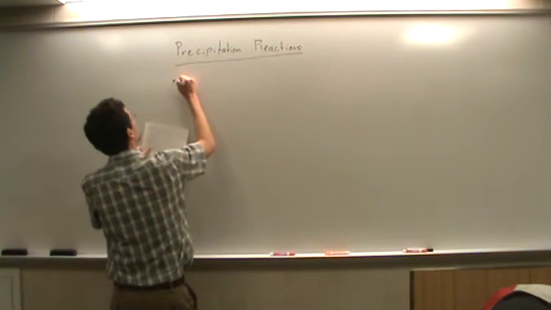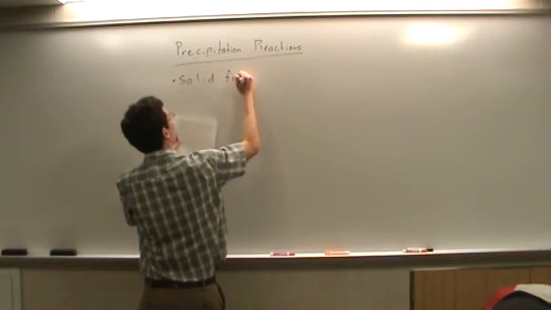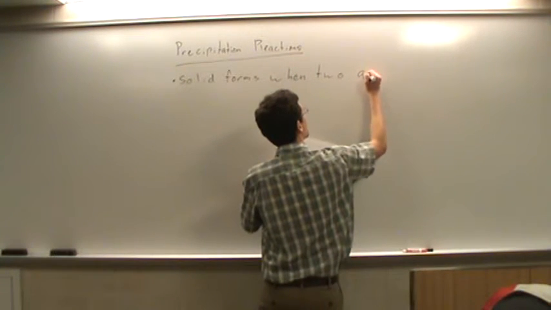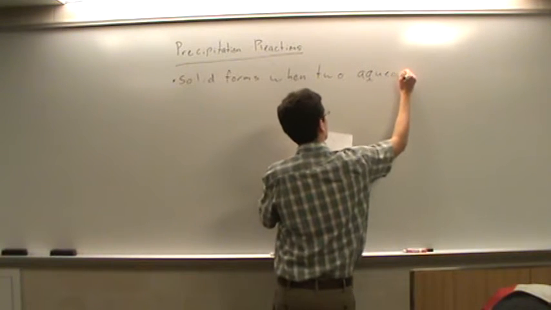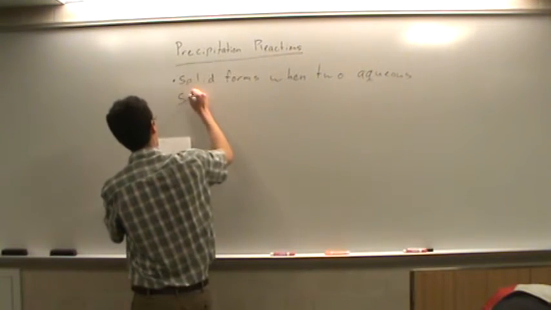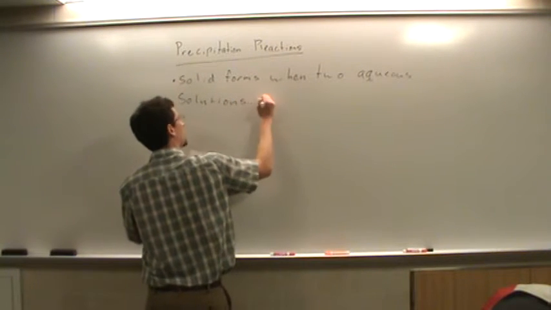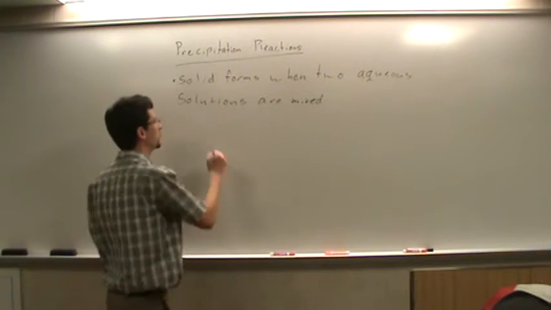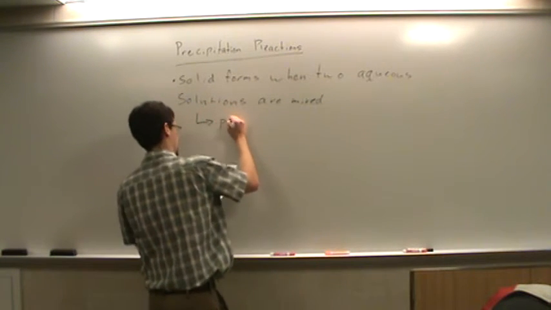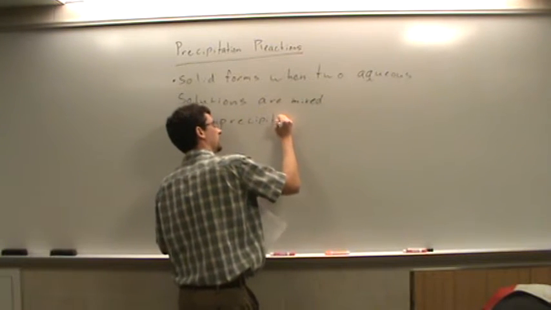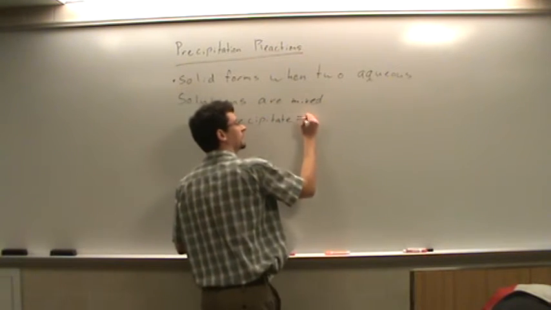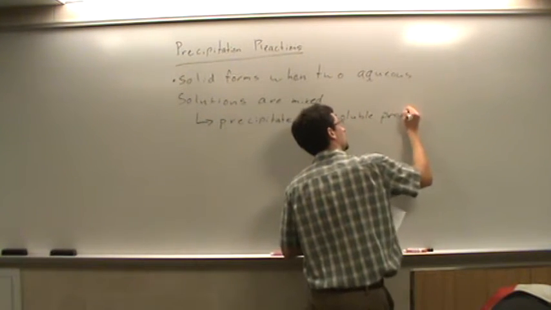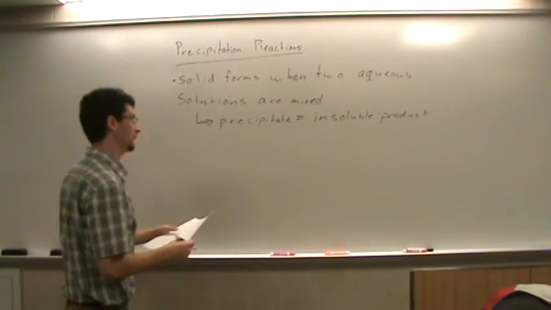So a solid forms when two aqueous solutions are mixed. And what comes out of this is what's known as a precipitate, or an insoluble product. So one that comes crashing out of solution.